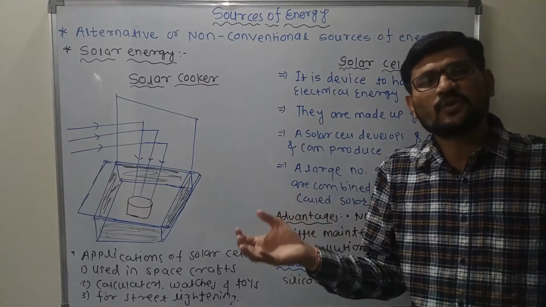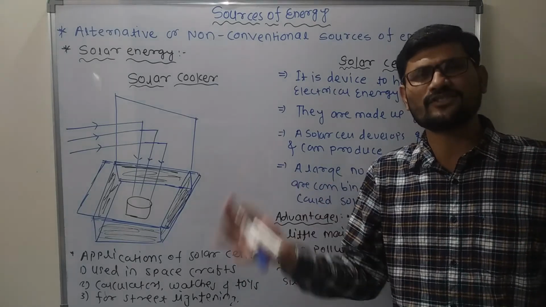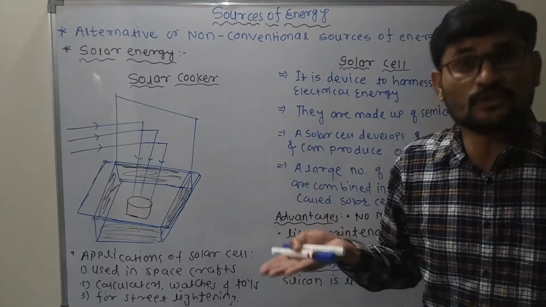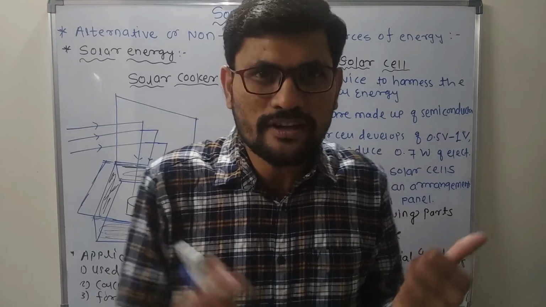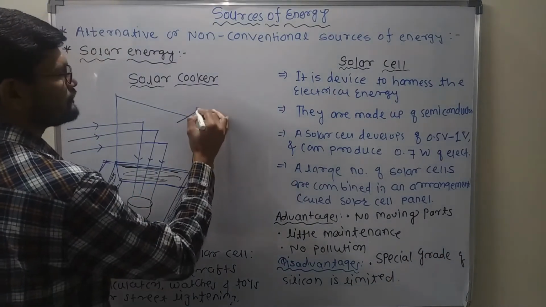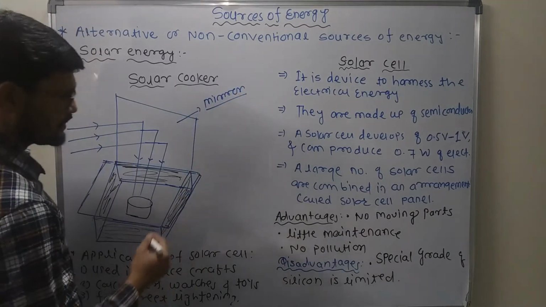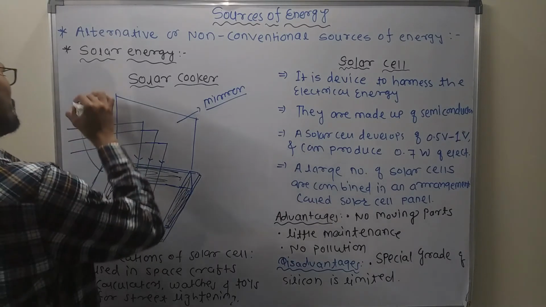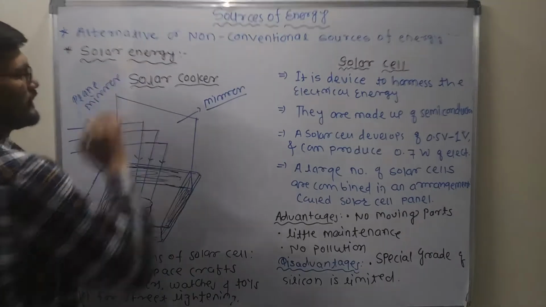Everybody knows what exactly a solar cooker is, isn't it? The device used to cook food is called a solar cooker. That is how simple it is. Now, what are the things in it? As you know very well, this is the reflecting mirror. Get what I am saying? This one is called the plane mirror. This mirror is called a plane mirror.